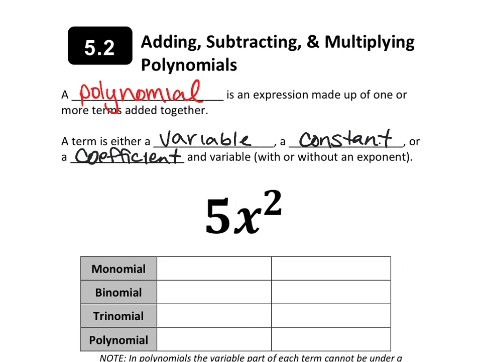A variable is obviously a letter, right? We know that. A constant is just a plain old-fashioned number. Like if it said +3 at the end of an expression, that's the constant term. And then most commonly, you will see a coefficient and a variable put together. So this is the coefficient, this is the variable. Does anybody know what this is called?